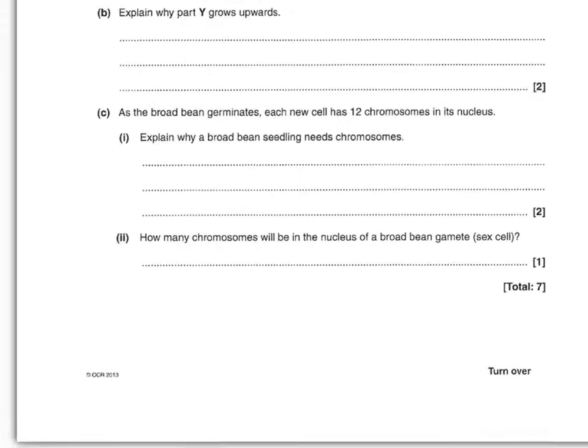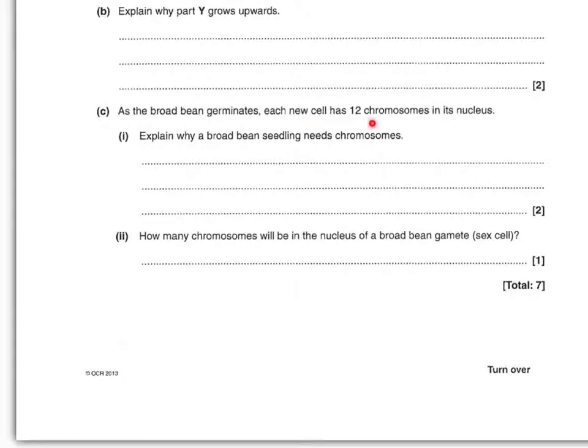And then as the broad bean germinates, each new cell has 12 chromosomes in its nucleus. Explain why a broad bean seedling needs chromosomes, and that's to carry the genes or carry the DNA, or to control characteristics. You could put to make proteins as well, to get a mark there. Then how many chromosomes will be in the nucleus of a broad bean gamete, or sex cell? Remember, the sex cells of any organism has half the number of chromosomes as the whole thing. So that answer would be 6, because there's 12 in the whole thing.